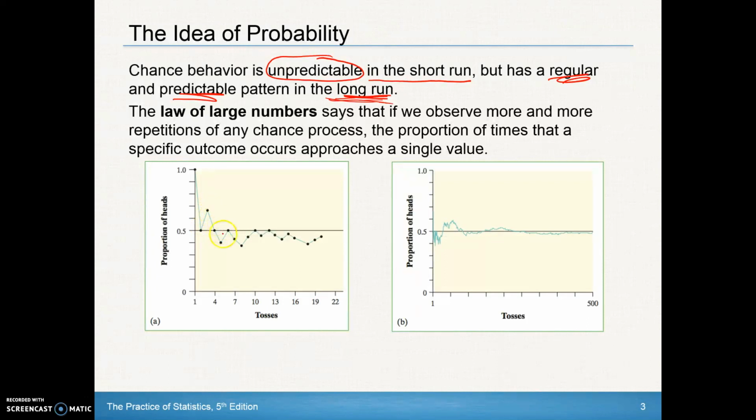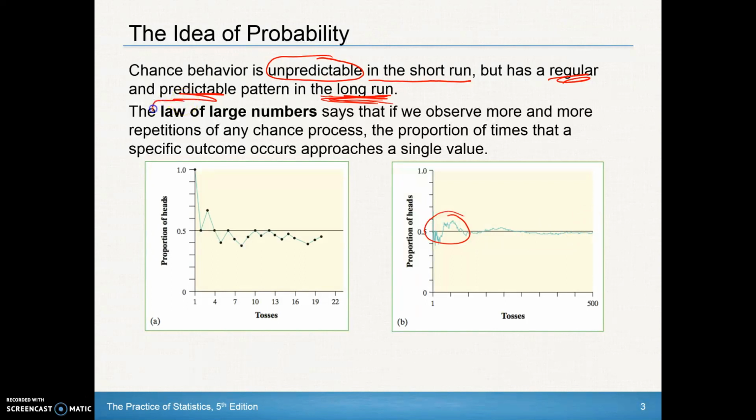And then we can see as it goes on and on, what happens in the long run. If we squish this graph up a little bit, we go from 1 toss to 500. We can see that in the short run, right here, there's a little bit of unpredictability, a little bit of unstableness. But as we get further and further out in the number of tosses, into the long run, it starts to level off at where that probability should be. And that's the law of large numbers.